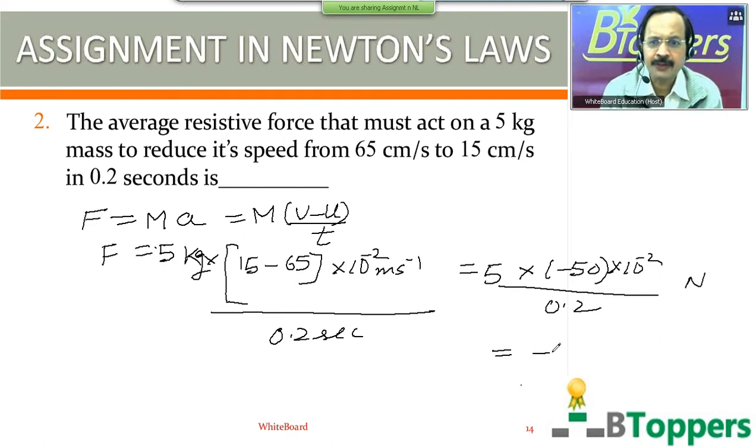So you get minus 12.5 Newton. The negative sign indicates that the force acts opposite to the initial velocity. The force must act opposite to initial velocity. So magnitude of the resistive force will be equal to 12.5 Newtons. So answer is 12.5 Newtons. Come on, look at the next question then.